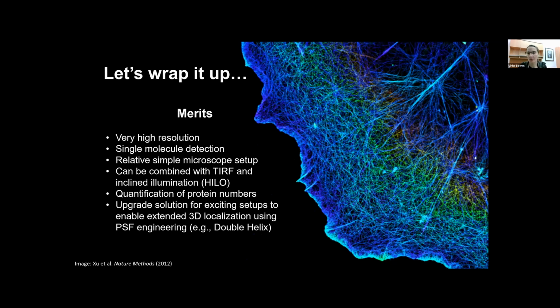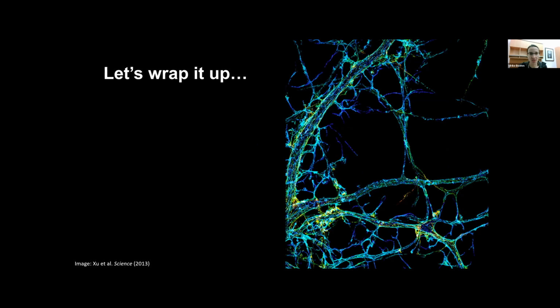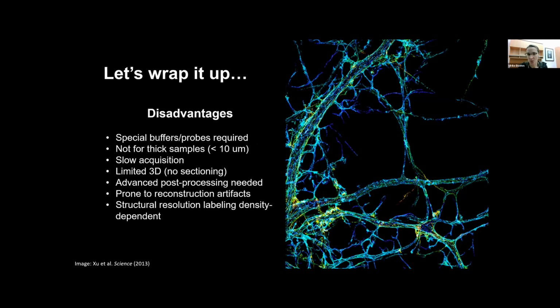But there are also a few disadvantages attached to the technique. For example, you need a special buffer, you are usually not in a position to image very thick samples, and the acquisition is also very slow. Why is it slow? Because you really want to detect single emitters in order to fit the signal very precisely. A few of these aspects are also something I would like to highlight right now in the second part.